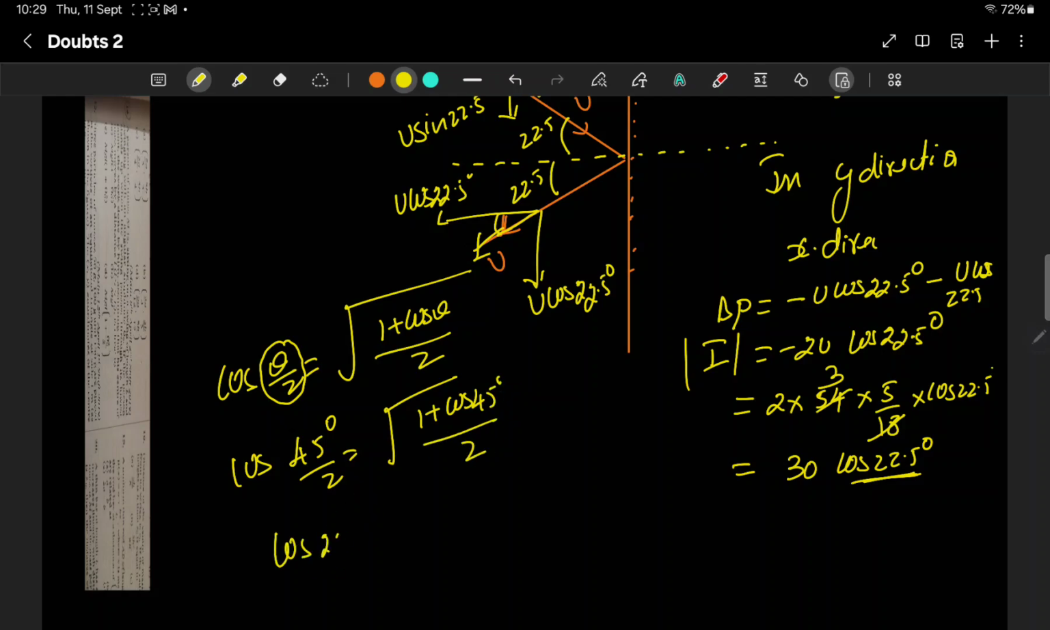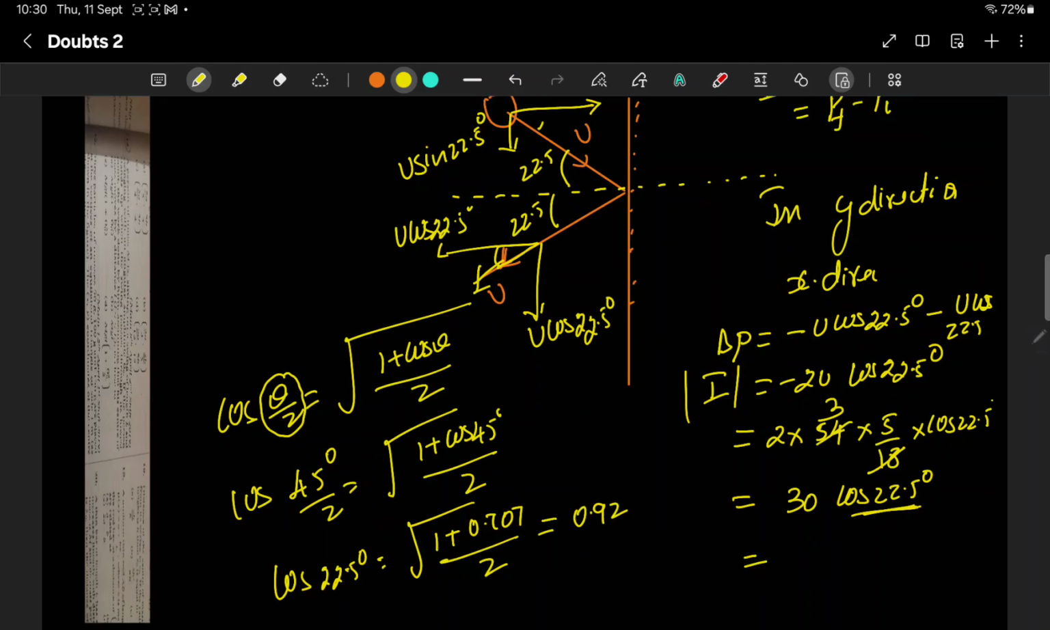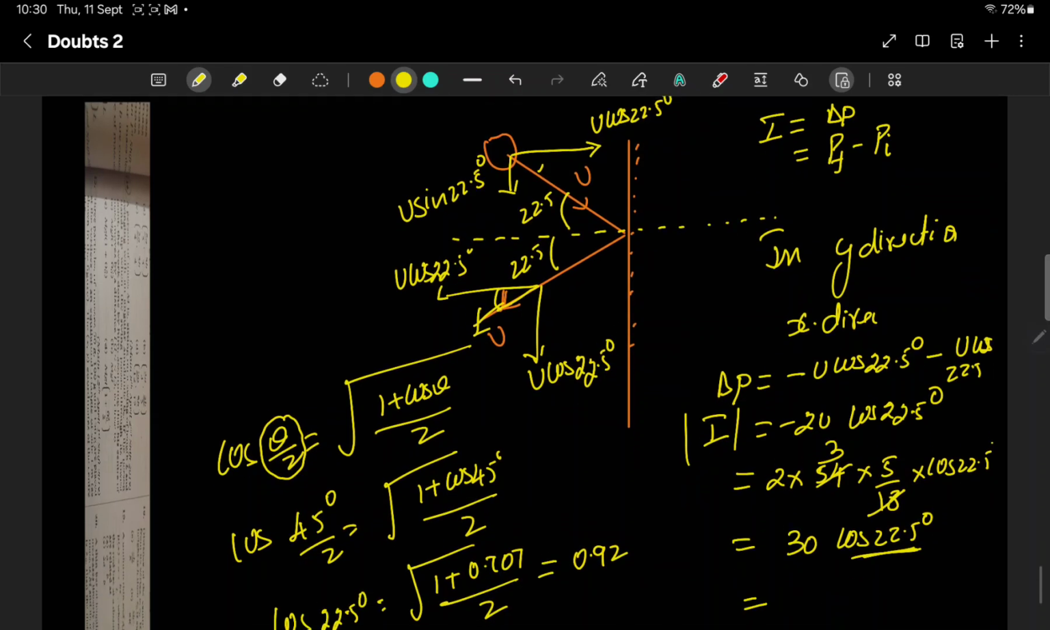Here cos 22.5 degree is nothing but root of (1 plus cos 45), which is 1 by root 2, 1 by root 2 is 0.707, by 2. So if you do all this math, approximately you will get 0.92.